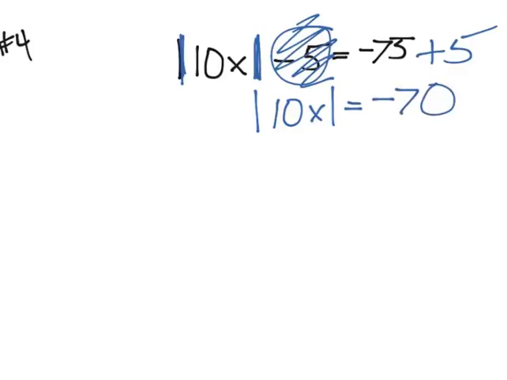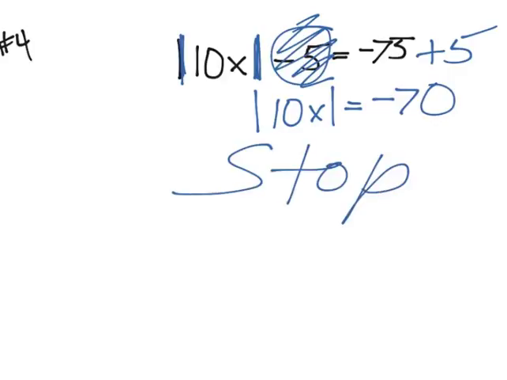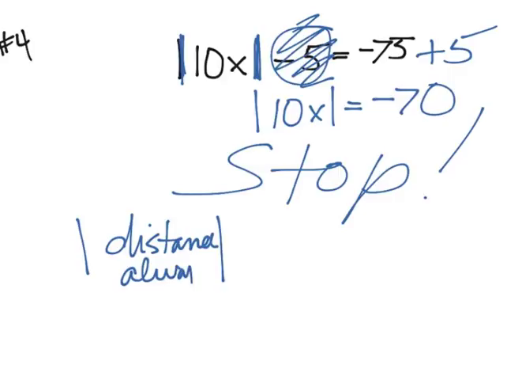Now right there, you need to stop. Why? Absolute value is a distance, and distance is always positive. Is there any way for the absolute value of anything to equal negative 70? No, it's not. And you're going to have to understand that.